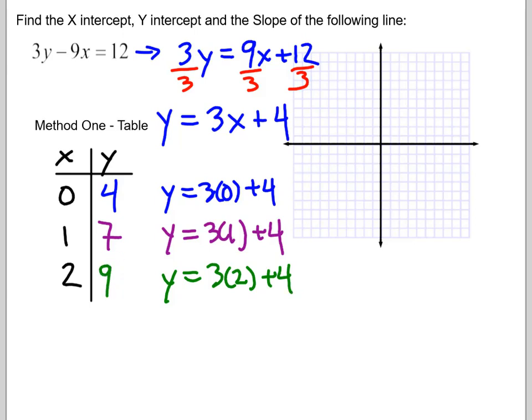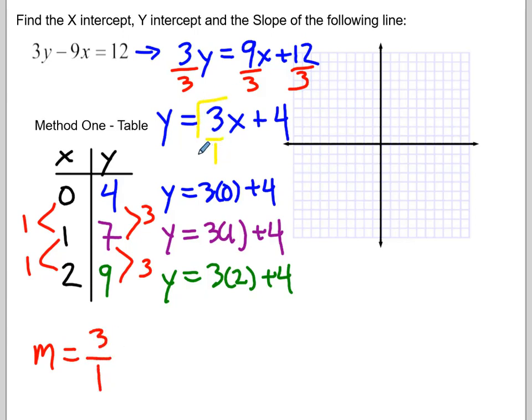If I do a quick check, not a big surprise here. These are all changing by 3. This side is changing by 1. And we just talked about, is that my slope? It's 3 over 1. If we come back and look at our equation, do I have a 3 over 1 as a multiplier out front? Yes, I do. So we've found our slope already.